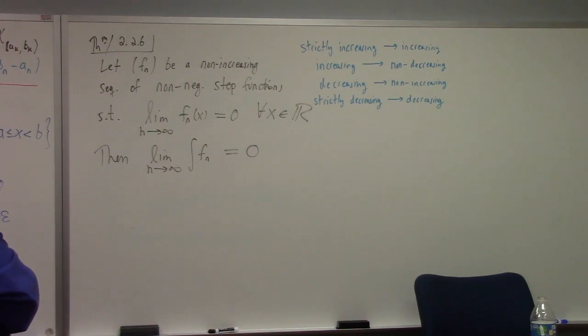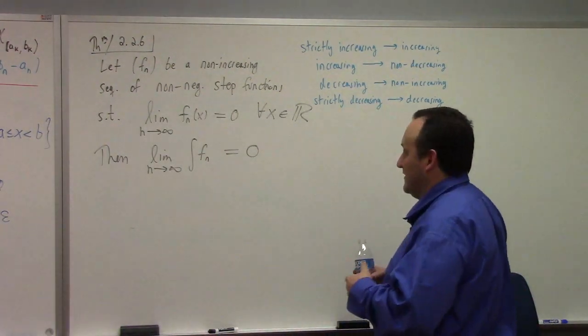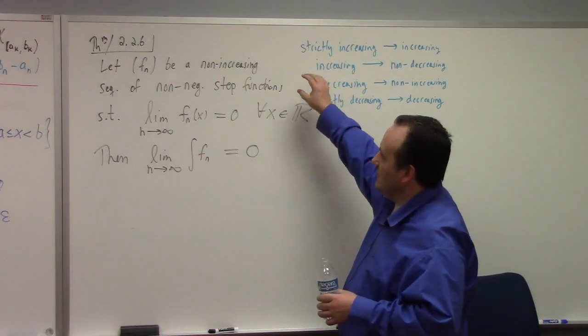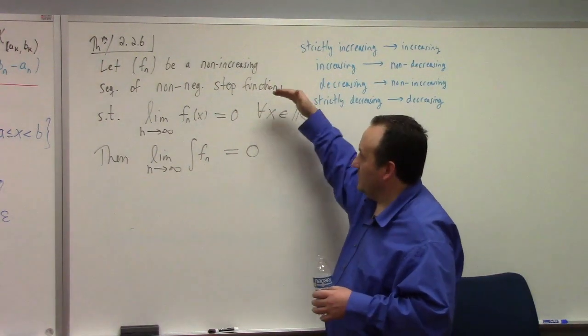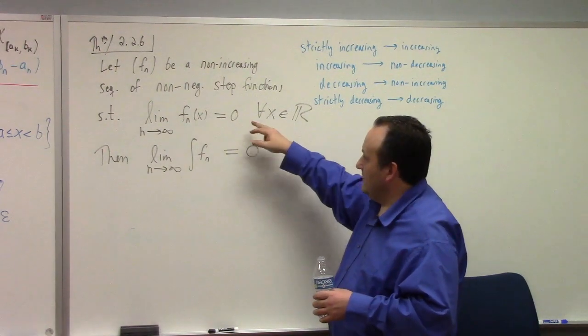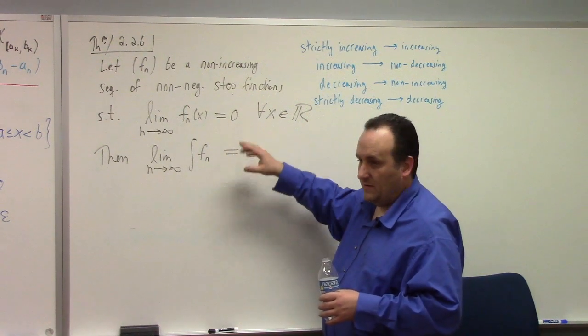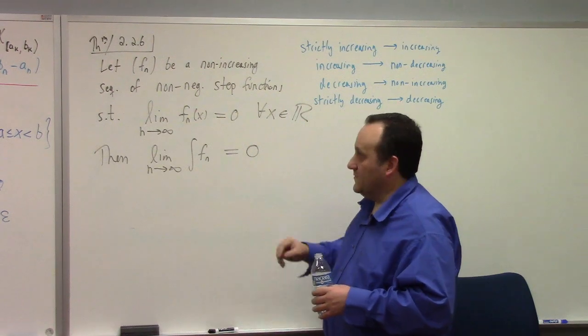Non-increasing means that it's either decreasing or it's constant. So non-increasing would suggest either decreasing or it could be constant for a little bit. Okay. So in view of that terminology, this theorem is totally unsurprising. You have a sequence of step functions. They're non-negative, so their values are above the x-axis, and they're limiting to zero for all x, right?